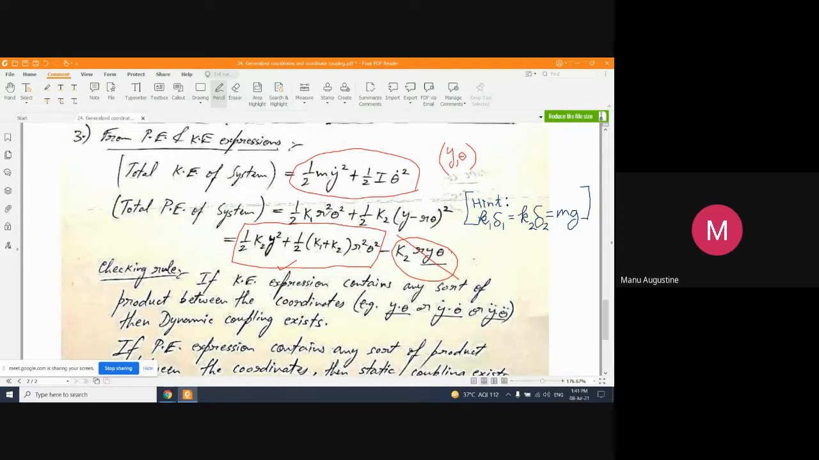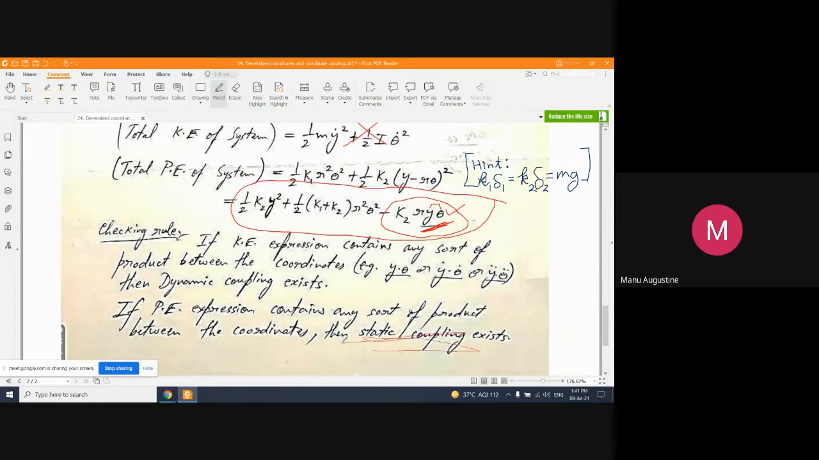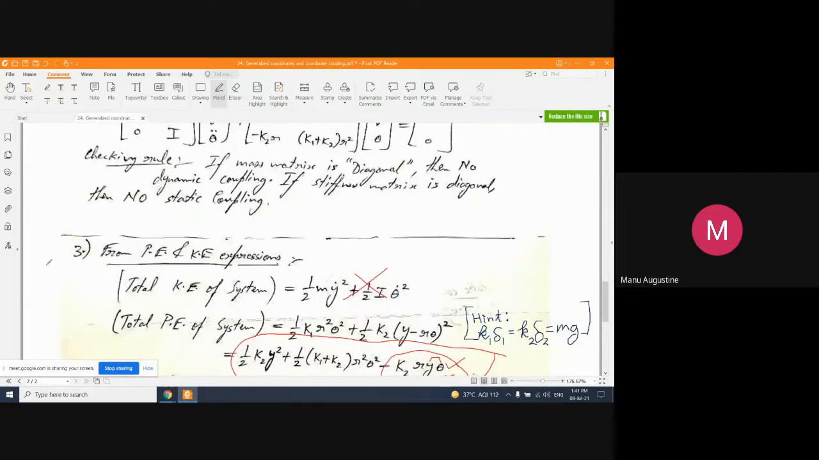But what is happening here in our system? Dynamic coupling is not there, but due to this term in the potential energy expression, you see a marriage, y and theta are getting multiplied. So you can say that one fish spoiled the entire pond. Just because of this single term, your entire potential energy system becomes the culprit. And now you say that yes, there is static coupling.